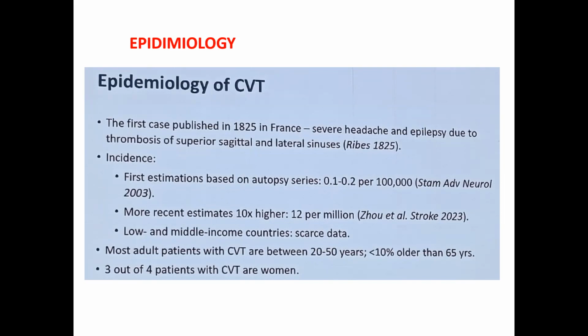It most commonly occurs in females, about 3 out of 4 patients are female. The age group would be between 20 to 50 years. Nowadays, with awareness of risk factors and proper evaluation by venogram techniques, the incidence of CVT has increased. The first case was published in 1825 in France. The patient presented with severe headache and epilepsy due to thrombosis of the superior sagittal sinus and lateral sinuses. Next slide.